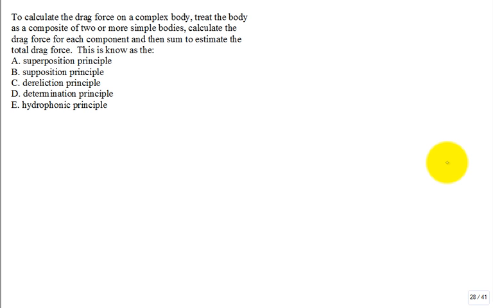To calculate the drag force on a complex body, let's say I have a wing, a fuselage, a wing, a tail. There's a complex body. Think about the flow over the wing, over the fuselage, over the back, over the tail, and then sum them up. What do you think? Good idea or bad idea to get the total drag? Good idea. What do you call that idea? Principle of superposition, supposition, dereliction, determination principle, or hydrophonic principle?